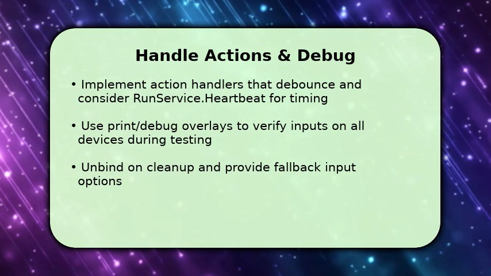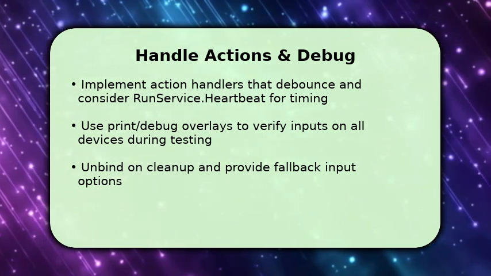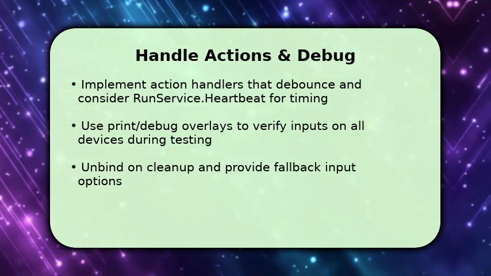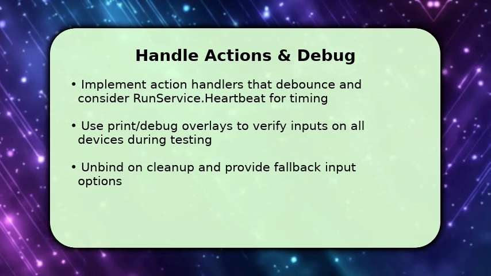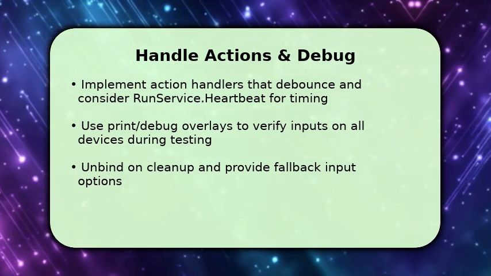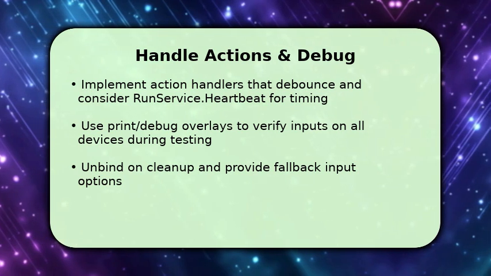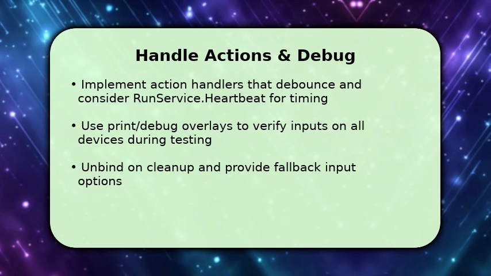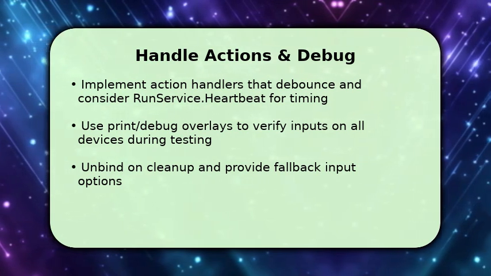Call handlers that include simple debouncing and rely on run service timing when precision matters. You should also add a small debug overlay or prints so you can confirm inputs across keyboard, gamepad, and mobile. This speeds troubleshooting. If something fails, check focus state and whether context action service overrides bindings, rebind or unbind as needed.